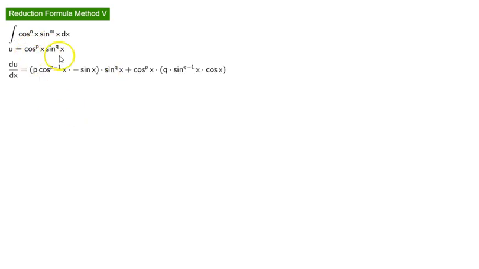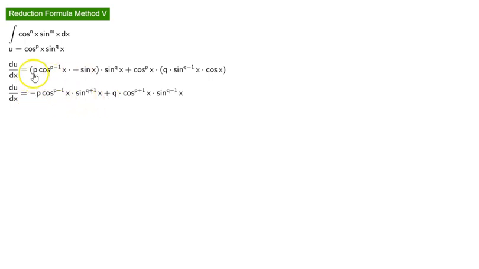Now we differentiate this. We get du by dx, applying the chain rule, is equal to p cos to the power of p minus 1 x times minus sin x times sin to the power of q x, plus cos to the power of p x times q times sin to the power of q minus 1 x times cos x. And then we simplify it.